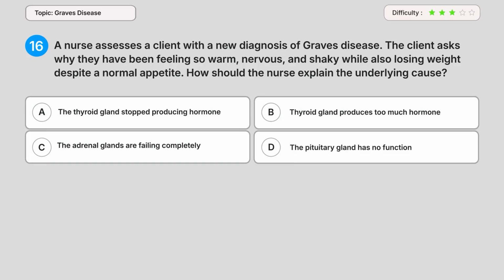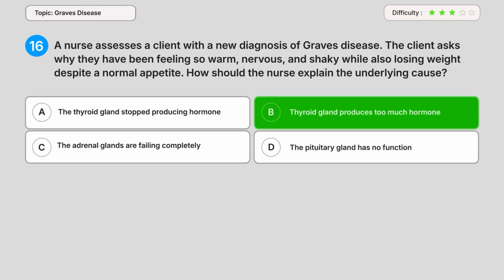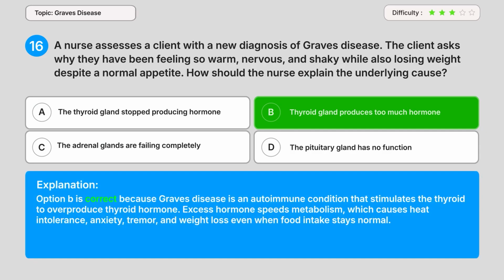Correct answer, B. Thyroid gland produces too much hormone. Explanation. Option B is correct because Graves' disease is an autoimmune condition that stimulates the thyroid to overproduce thyroid hormone. Excess hormone speeds metabolism, which causes heat intolerance, anxiety, tremor, and weight loss even when food intake stays normal.